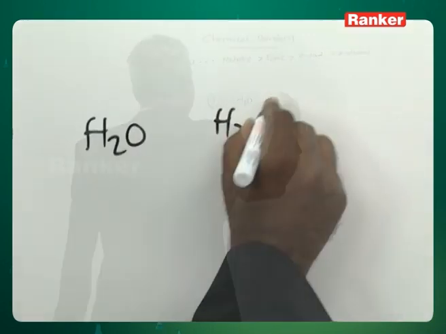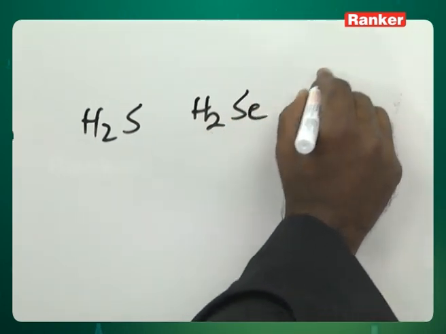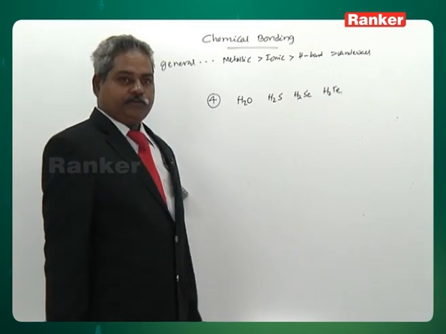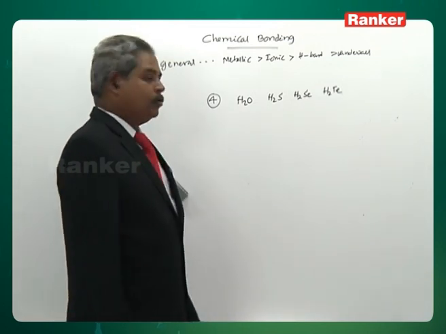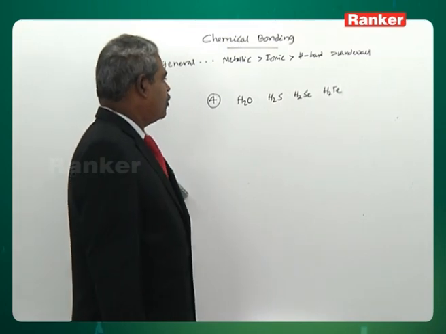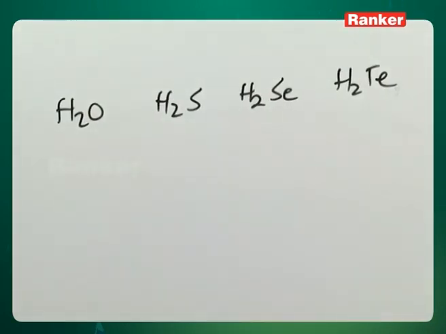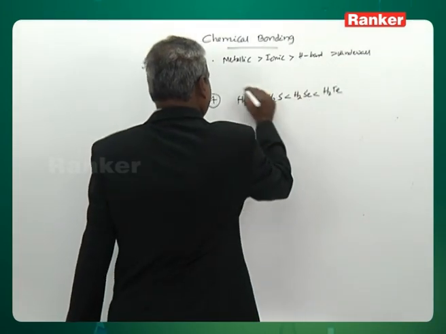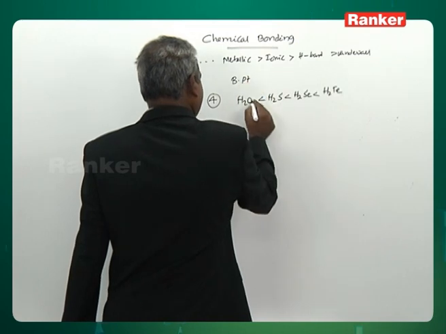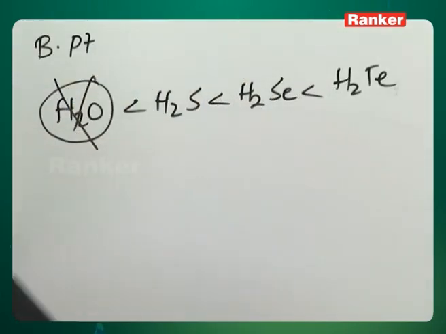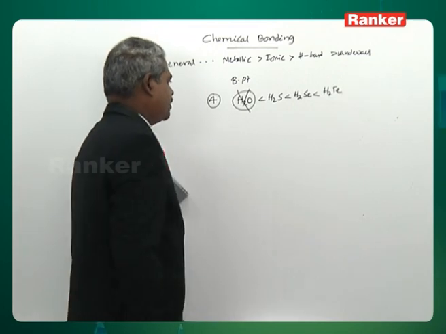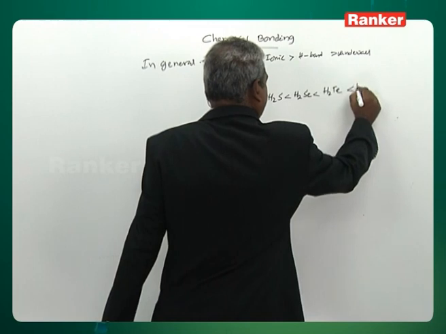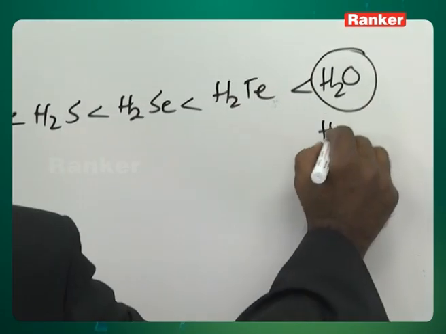H2O, H2S, H2Se, H2Te. What happens? Once again, are they metals? No. Are they ionic compounds? No. Are they hydrogen bonded? Yes. H2O has hydrogen bond. If you answer carelessly, this will be the order of boiling point. But H2O, no. Why have I written H2O here? Because of its mass I have written here, lesser mass. But H2O, the boiling point is highest because of hydrogen bond.